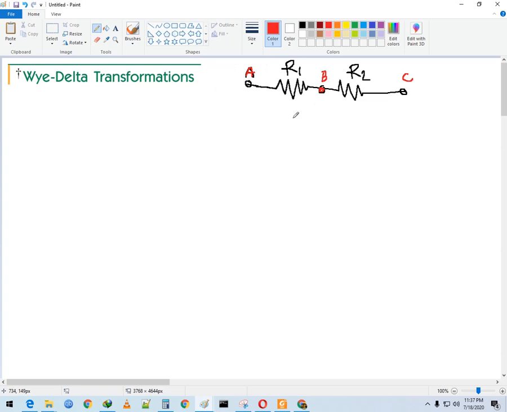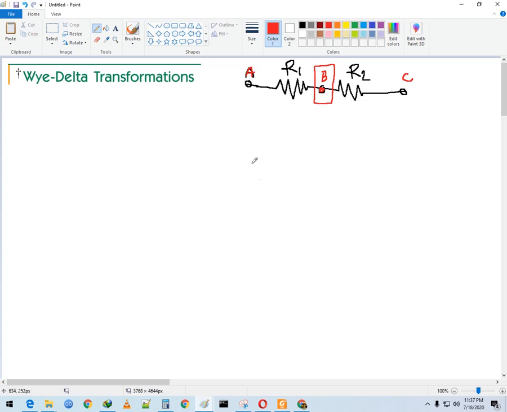In order to call R1 and R2 in series, we need to have two conditions fulfilled. First of all, they should have only one node in common, and this common node should not be shared with anyone. That means this node should be exclusively shared between them.